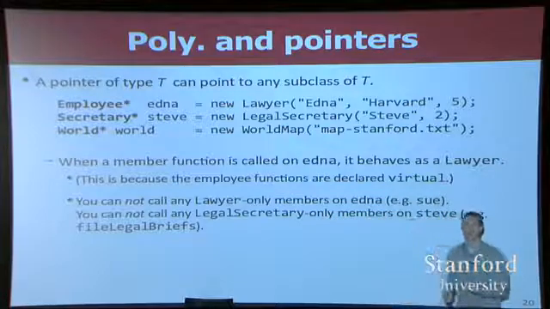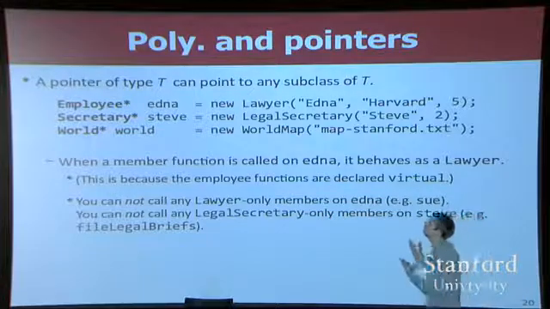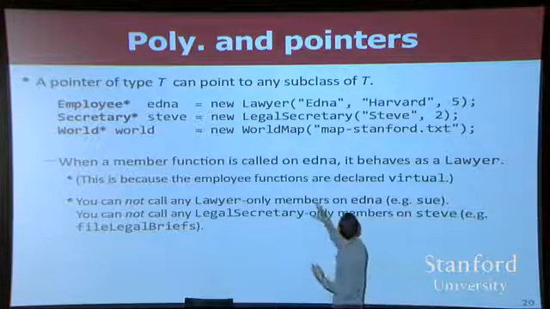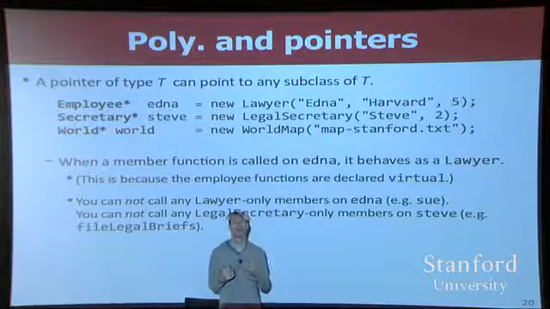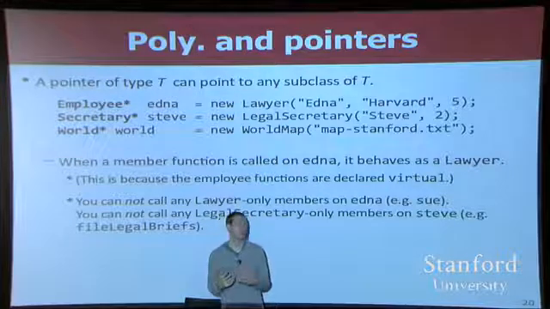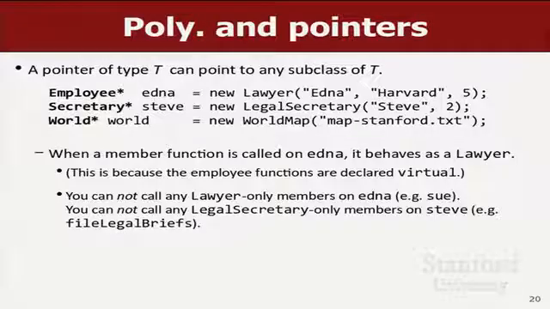The reason the code works that way, the reason I get the object's behavior instead of the variable type's behavior, is because of virtual functions. It notices that they're virtual, and so it says, oh, I know this pointer is an employee pointer, but the function you're trying to call is a virtual function, so it might have been overridden, so I better check to see, oh, it should use the lawyer version here. So that's kind of how it runs when it works. So here's a couple of examples. If I make an employee Edna that stores a new lawyer, Edna went to Harvard for 5 years.